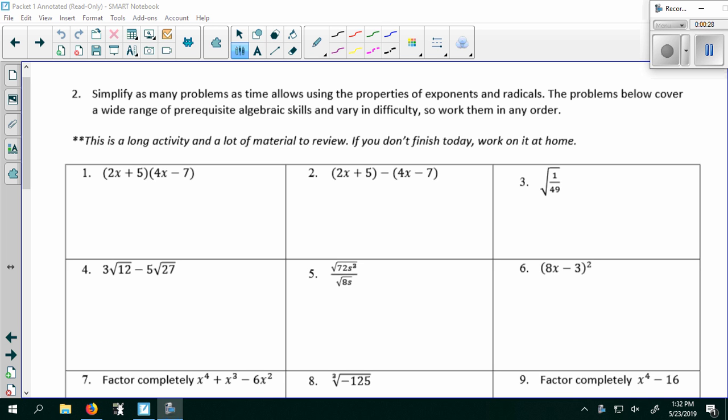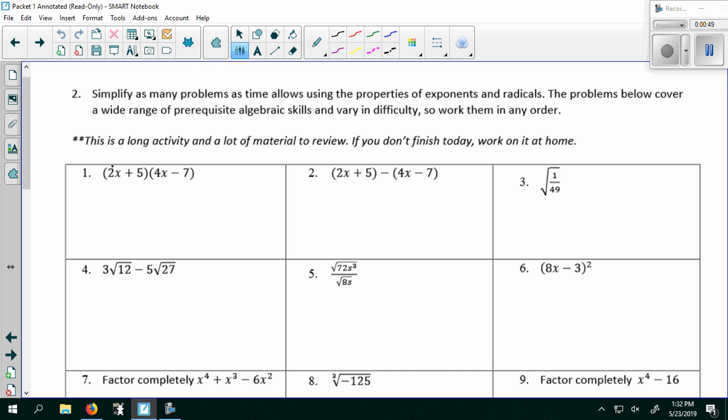Okay, number 1, 2x plus 5 times 4x minus 7. This is a multiplication problem. You may have learned how to do this in a variety of different ways. There's FOIL, there's a box method where you draw a box, there's the lobster claw, but ultimately you just distribute everything in the first parentheses to everything in the second parentheses.